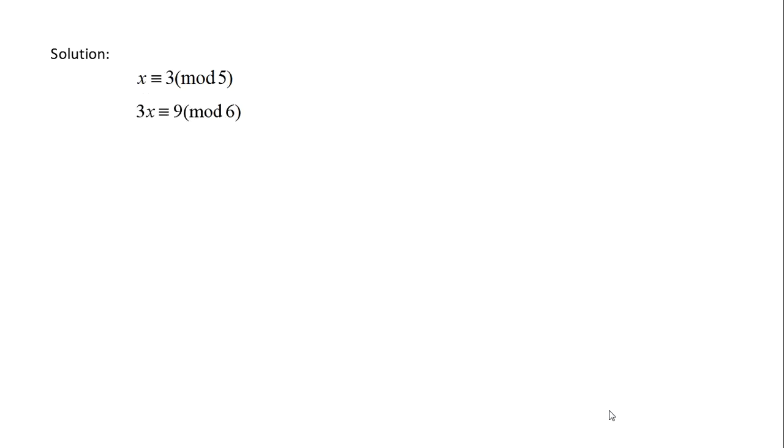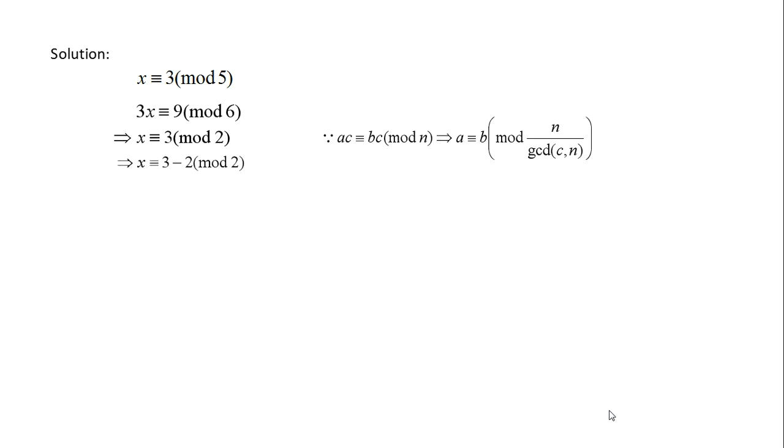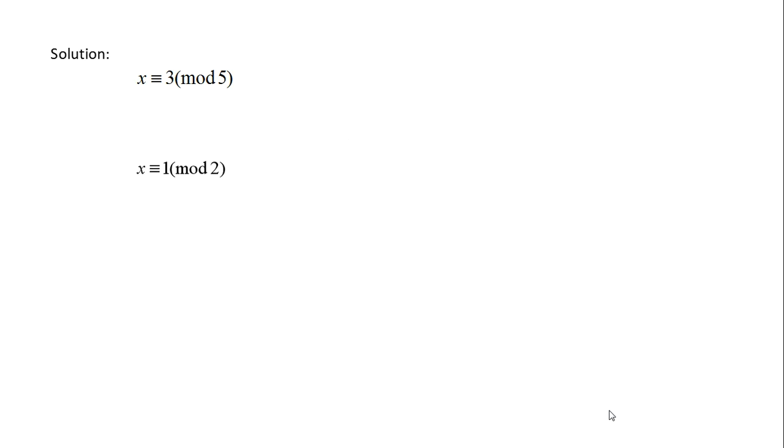Now the second one can be simplified by directly dividing both sides by 3, but I have to notice that the GCD of 3 and 6 is also 3, so I have to divide 6 also by 3, so it comes out to be x congruent to 3 modulo 2, and I can also write it as x congruent to 1 modulo 2. So that is after simplifying the second congruence.